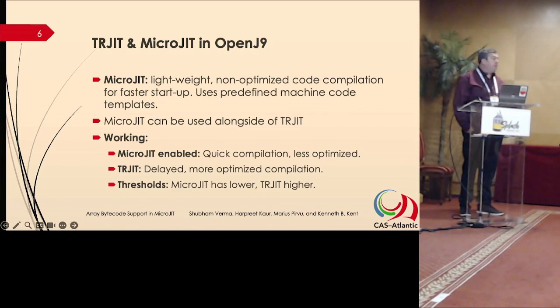And so effectively, if we use them together, the idea would be that MicroJIT would have a lower threshold. It would kick in earlier. It would perform the compilation. We'd run with the templated compilation method for a while. Once we hit a higher threshold, then we would flip over to TRJIT and start recognizing that the method deserves more optimized compilation.